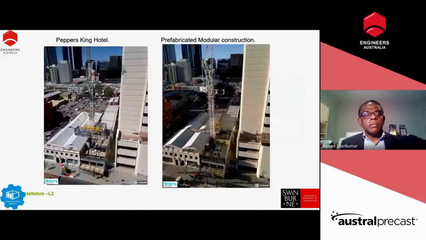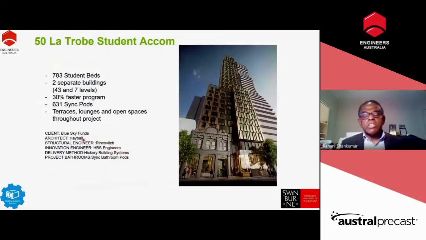And then you can see how important prefab construction is within that 12 meter footprint. You've got a building there. It was a piece of cake to put in that 12.5 meter long prefab module. That's a finished product. And then we moved on to a 50 Lateral Street. It's a 45-story building.